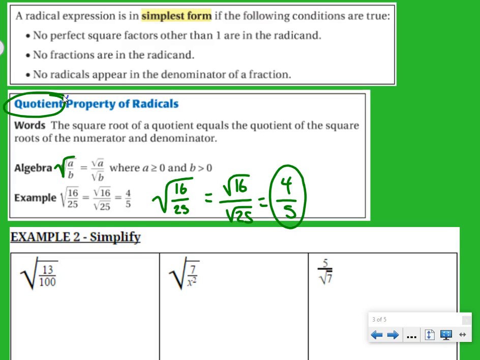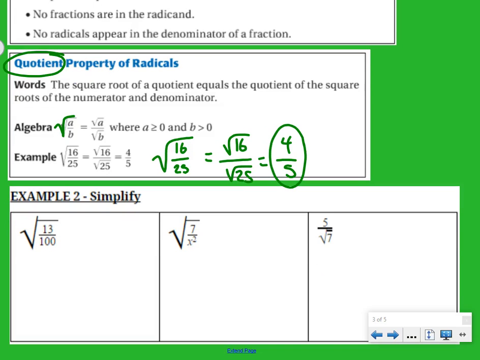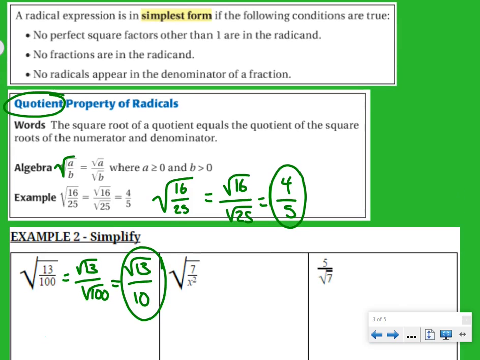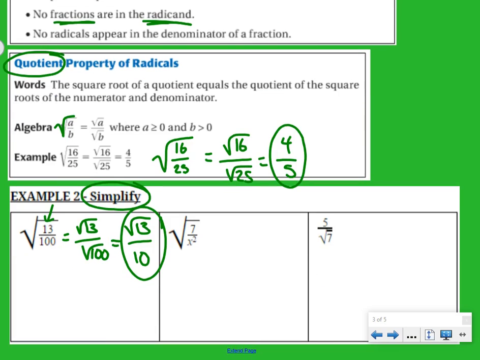Pretty simple. If we look at example 2, we have the square root of 13 over 100, so this would be the square root of 13 over the square root of 100, and the square root of 100 is 10. Now, the reason we need this property is because no fractions are in the radicand. We could not leave this fraction 13 over 100 and call this in simplest form, so we're simplifying. All right, next example, we have the square root of 7 over x squared, so break that apart into two radicals. Square root of 7 over the square root of x squared would be the square root of 7 over x.